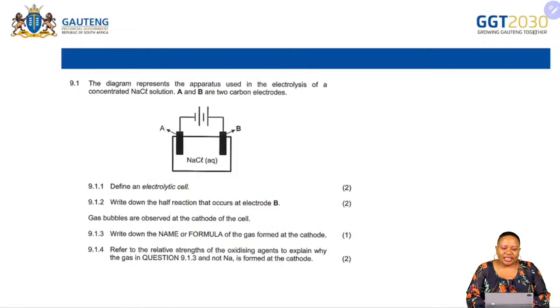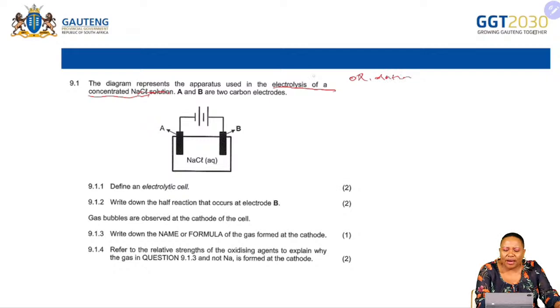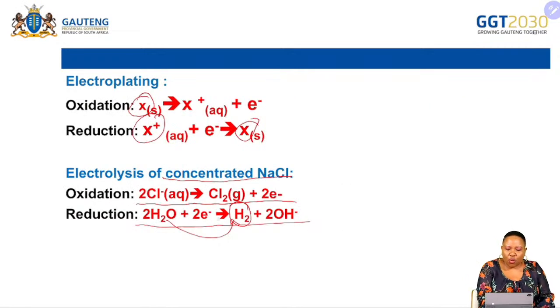Now, when you look at this example, the diagram represents apparatus used for electrolysis of concentrated sodium chloride. So immediately when you see this, you can say what is oxidation and what is reduction by the way of this kind of process. You can immediately go to your notes and say, I know that here it is going to be 2Cl minus, giving me Cl2 gas plus 2 electrons. Then reduction is going to be that one of water, 2H2O plus 2 electrons, giving me H2 plus OH minus. So from this, you can just quickly go to this and remember your reactions.